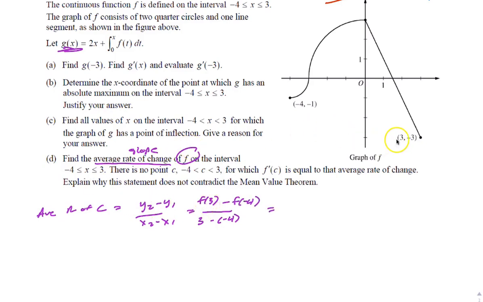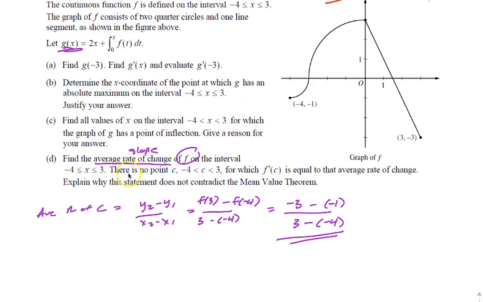Let's sub in our values. f of 3 is right here. Here's our graph of f. So f is just this graph here. So f of 3 is this -3. Likewise, f of -4 is just right there. So -1. And then we get 3 minus -4. Again, we're in AP Calc, so we can just leave it. That's a perfectly acceptable answer. So that's the first part.